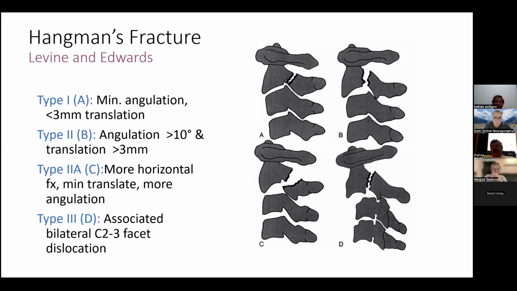The type 2A is the thing that makes this different than the Effendi classification. I'll show you in the next slide. The 2A fracture is probably more of a flexion distraction injury as opposed to an extension injury. There's minimal translation, more angulation. And I'll show you an example of why that separate classification was important. And then lastly, type 3 is a very specific injury. It's a Hangman's fracture with bilateral C2-3 jump facets. It's thought to be a flexion injury followed immediately by an extension mechanism.